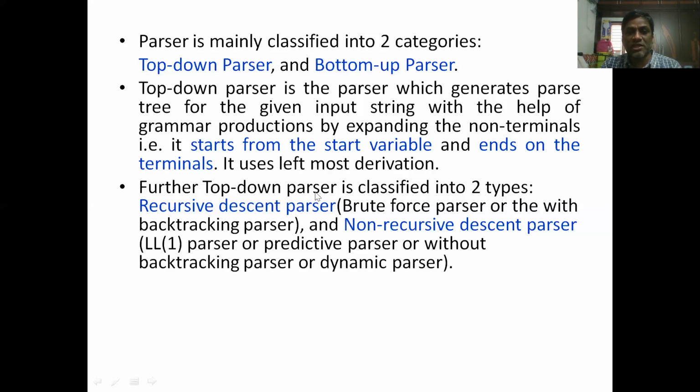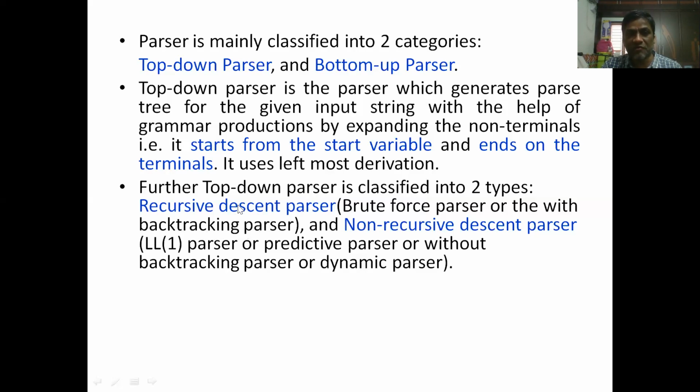And top-down parsing is again classified into two types. One is recursive descent parser. This is also called a brute force parser or the backtracking parser, or sometimes it is also called recursive descent parser with backtracking. There are many names for this. Generally, it is called a backtracking parser. You can remember this name. In examination also, it will be asked with this name. So remember this backtracking parser.